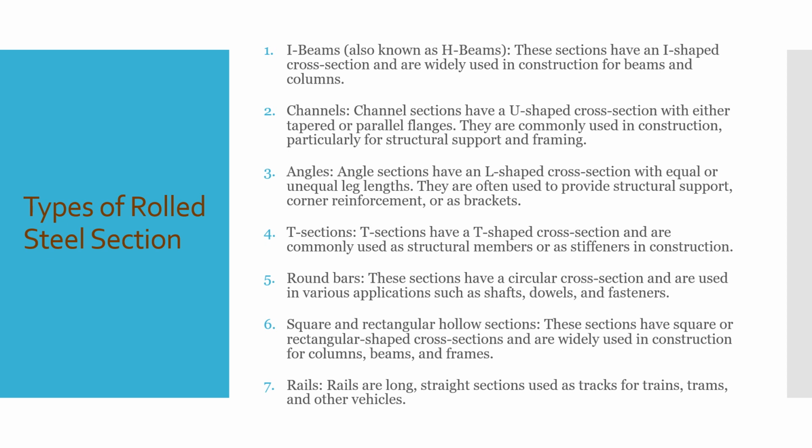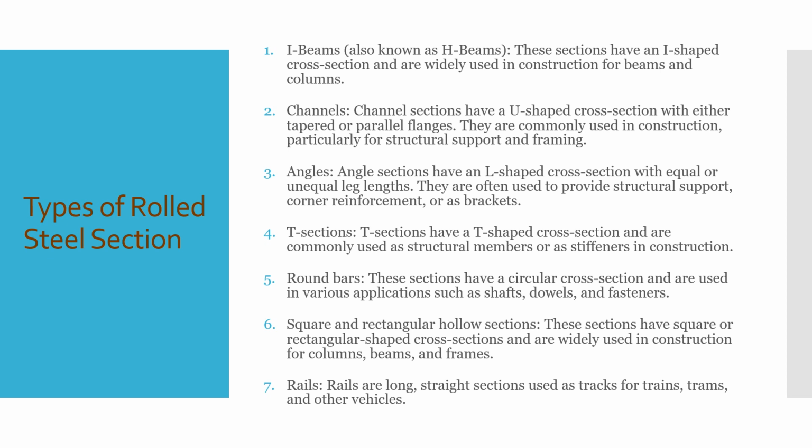And the third is angles. Angle sections have an L-shaped cross section with equal or unequal leg lengths. They are often used to provide structural support, corner reinforcement, or as brackets. The next is T-section. T-sections have a T-shaped cross-section and are commonly used as structural members or as stiffeners in construction.